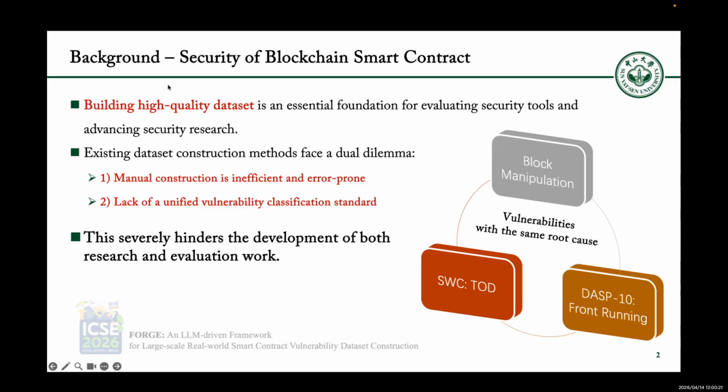Second, there is no unified taxonomy. Different datasets use different labeling standards, such as SWC, DASP10, and others. So the same vulnerability might be called front-running in one dataset, TOD in another, and block manipulation in a third. That fragmentation makes cross-dataset research and evaluation really painful.